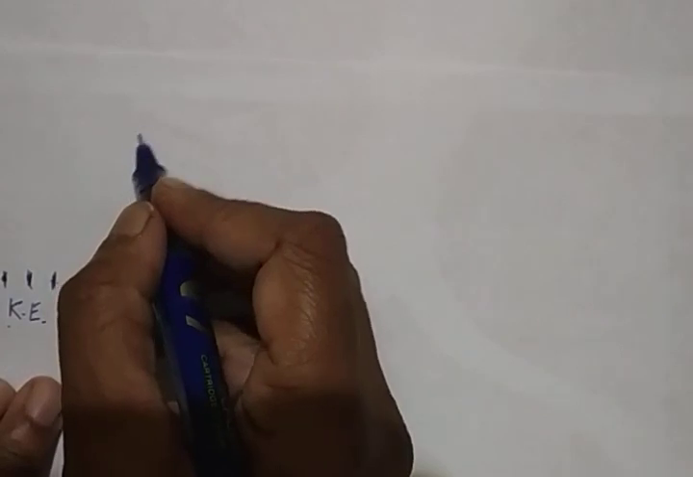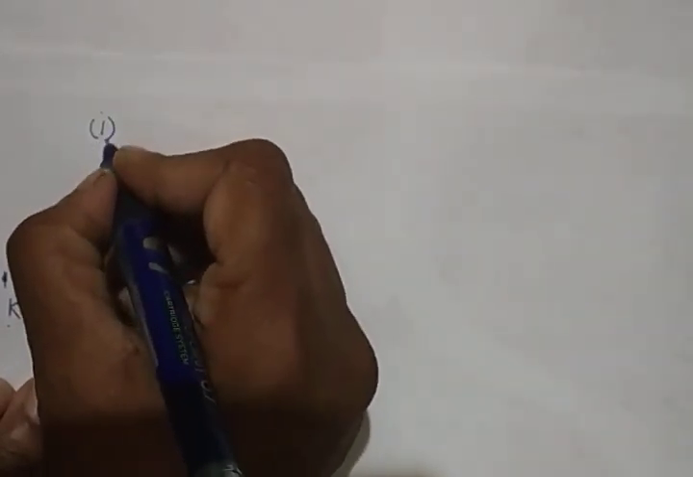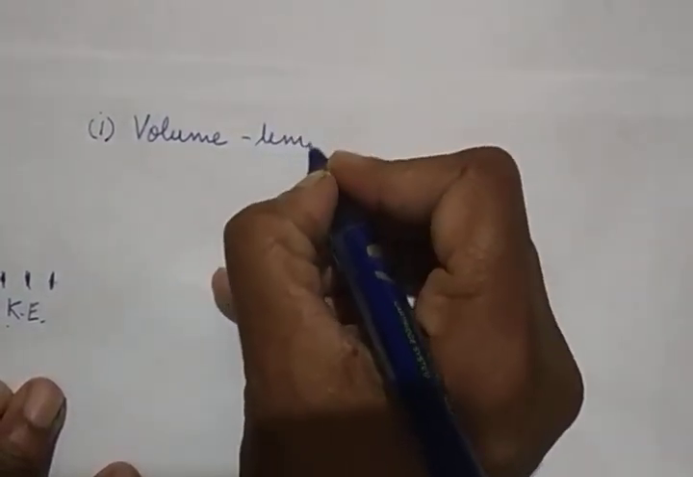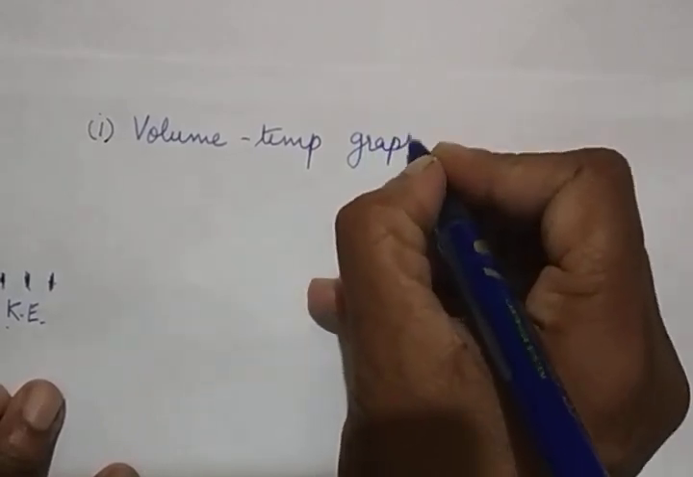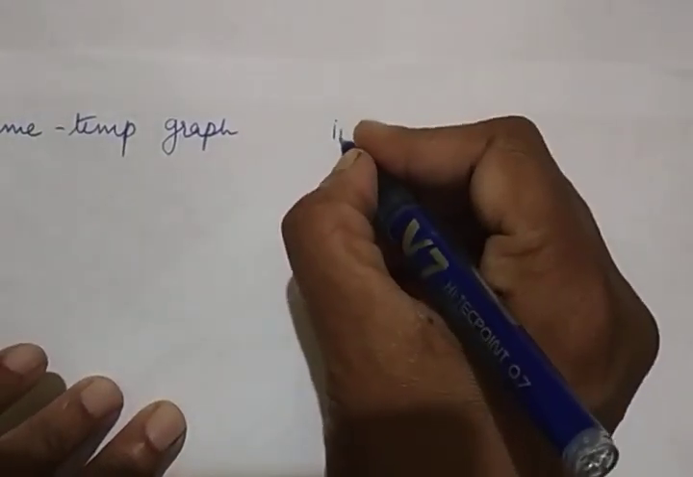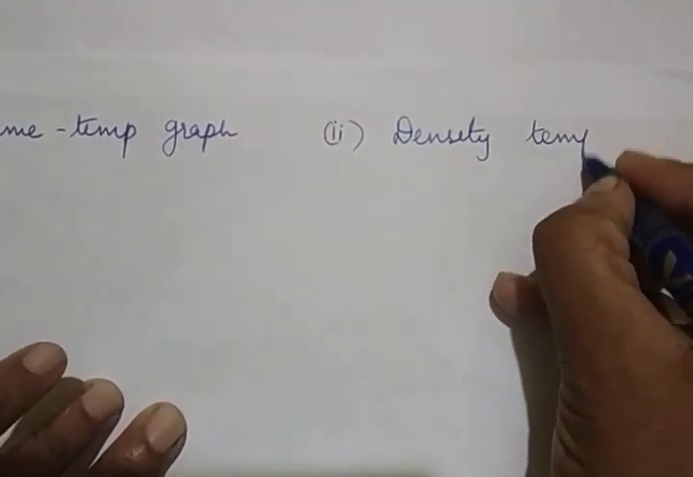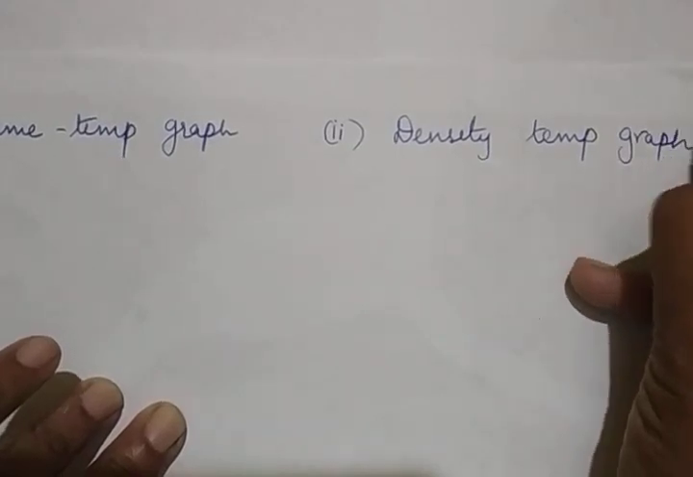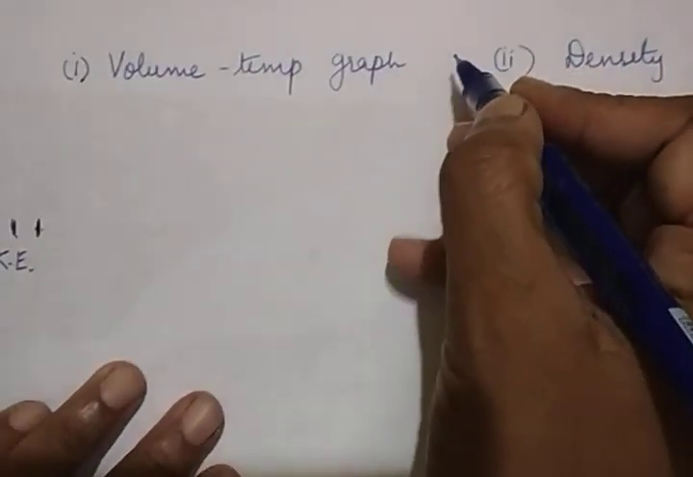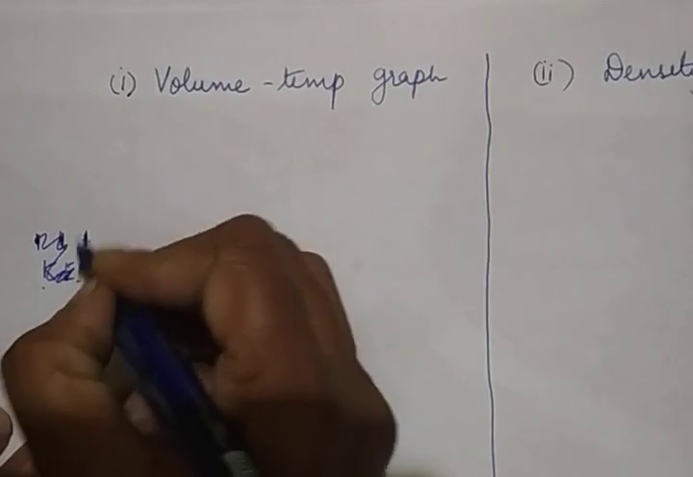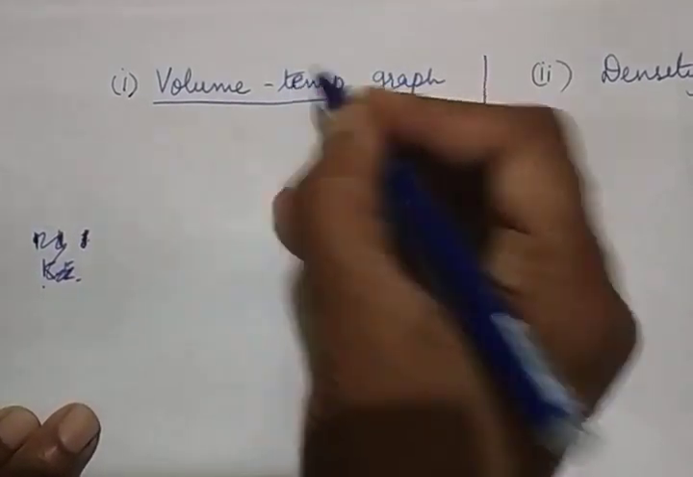There are two important graphs related to this anomalous expansion of water that keep coming very often. The first one is the volume temperature graph, and the other one is the density temperature graph. One of these two usually comes in the exam. So, you have to draw a graph and explain along with that. Now, we'll start with the volume temperature graph.